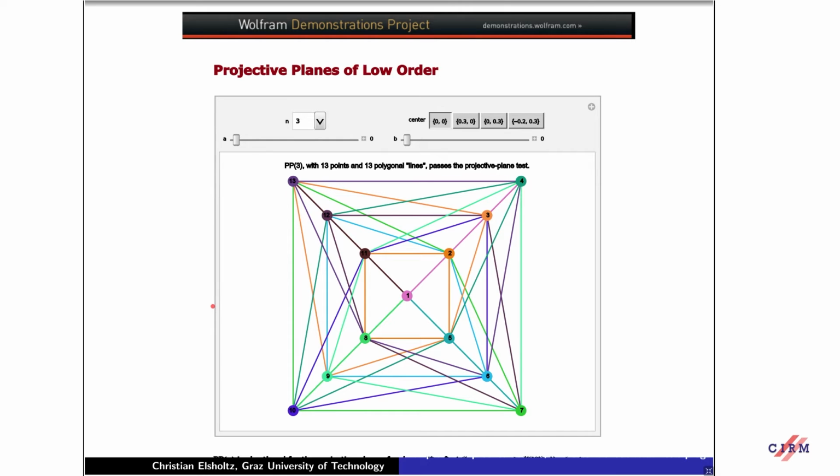So this should be the same picture. It's 13 points, but here you see lines. The lines are colored with the same color. The lines contain 4 points, and it's highly symmetric.